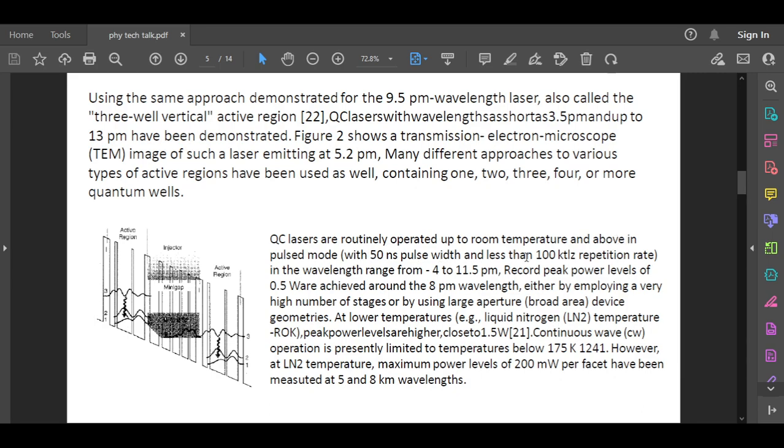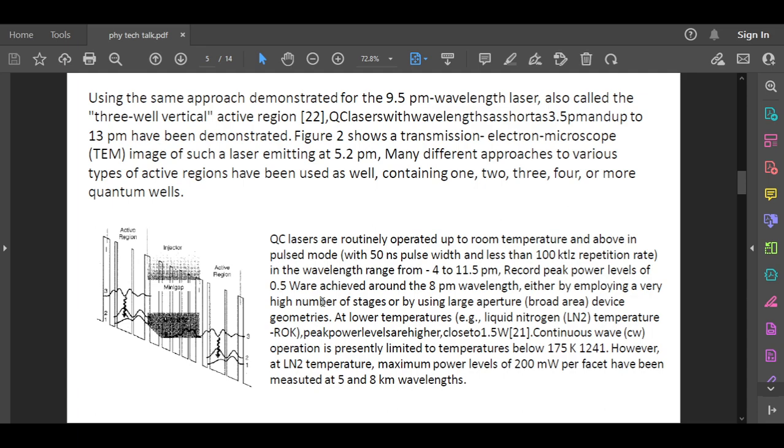QC lasers are routinely operated up to room temperature and above in pulse mode with 50 ns pulse width and less than 100 kHz repetition rate in the wavelength range from 4 to 11.5 micrometers. Record peak power levels of 0.5 watts were achieved around the 8 micrometer wavelength, either by employing a very high number of stages or by using large aperture devices at lower temperature, for example liquid nitrogen temperature.